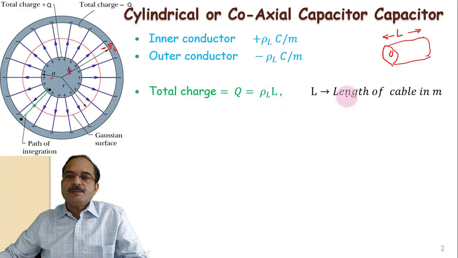Now, as the length of the capacitor is L, the total charge on the cylinder is rho L into L, that is charge density in coulomb per meter multiplied by length in meter. So this will give me the charge in coulomb.